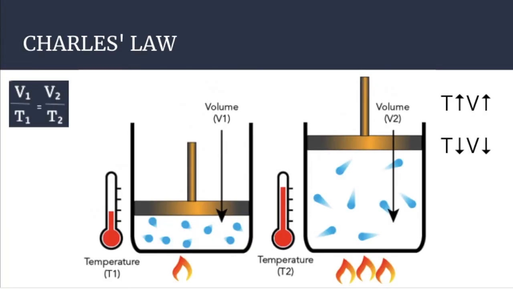In this image, we see that as temperature increases, the volume of our gas increases as well in order to maintain the same pressure between our gas particles. So the equation for Charles's law is going to be V1, volume 1, divided by T1, temperature 1. This equals V2, our second volume, over T2, our second temperature.